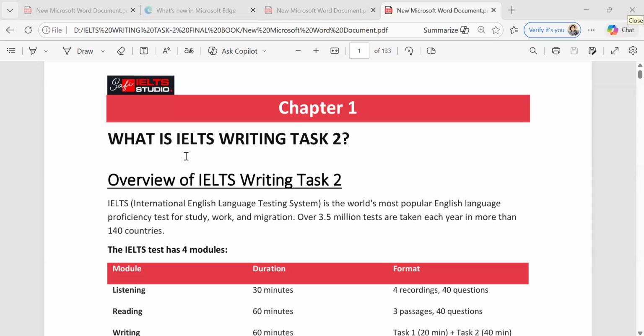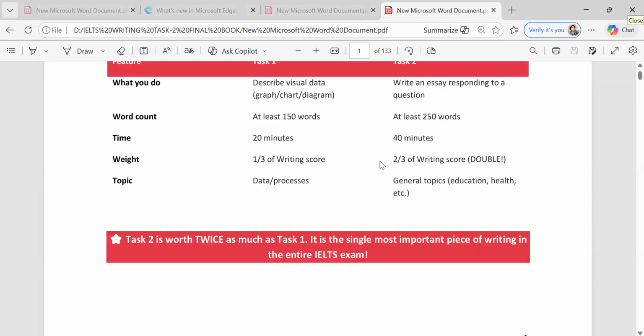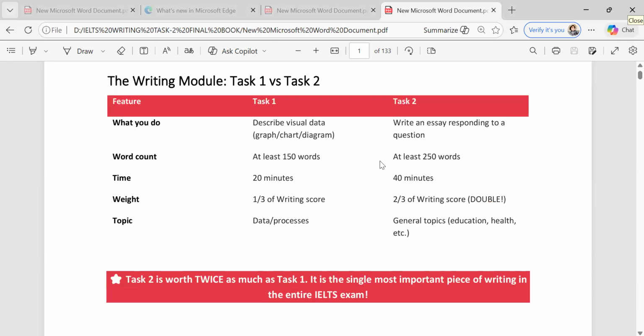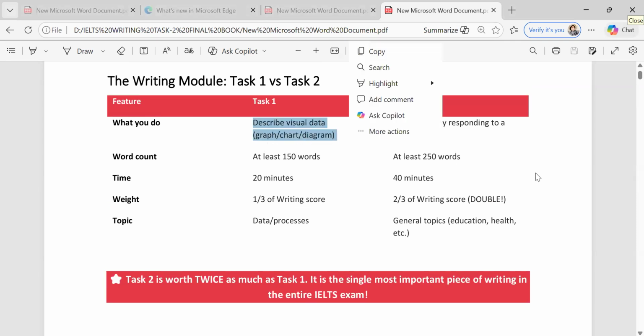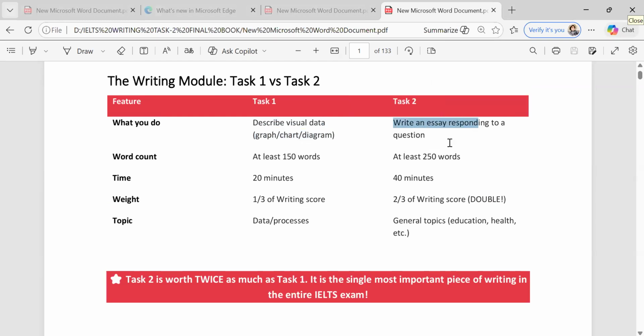Okay, what is IELTS writing task 2? So IELTS writing task 2, you do understand it's an essay. And what would be the difference between task 1 and task 2? It's quite clear that task 1 was a visual description, and task 2 is a type of essay. So it's an essay responding to a particular question.